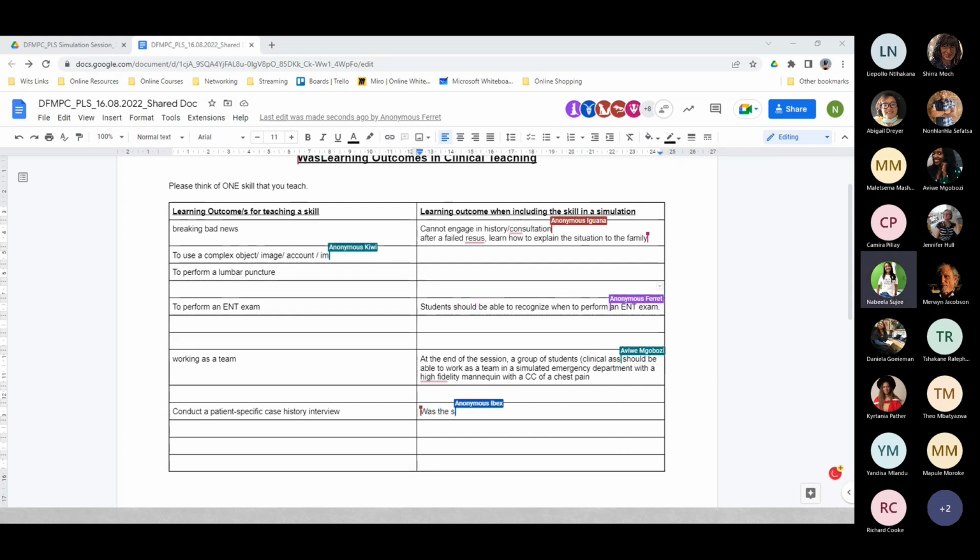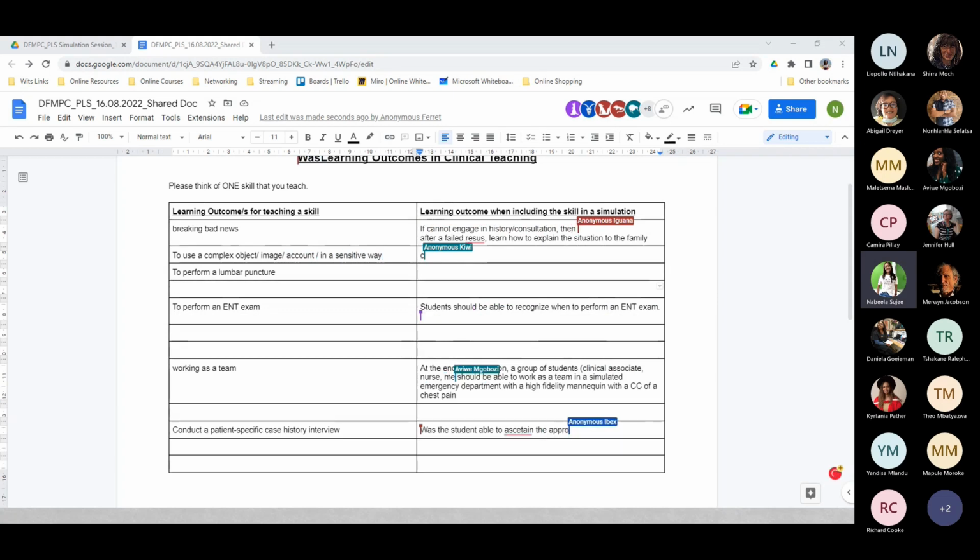And you can even think for point number one in Breaking Bad News, we're saying after a failed resuscitation, they must learn how to explain the situation to the family. You can even have them actually do the resuscitation. And the objective isn't their technique in the resuscitation, the objective is the Breaking Bad News. Or the objective is how did they uphold patient dignity when the patient demised. And those are things to think about when you are thinking of using simulation for various elements of clinical teaching, communication teaching, collaborative teamwork teaching.